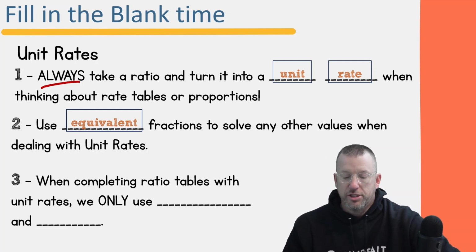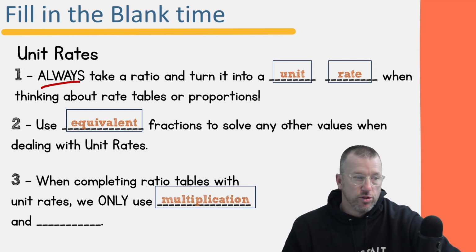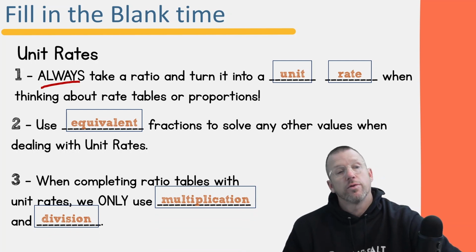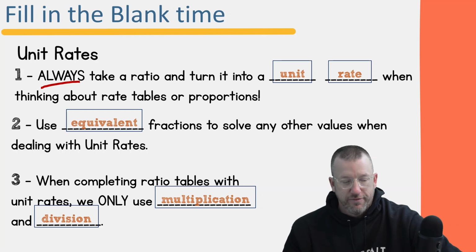Okay, and when completing ratio tables with unit rates, this is important. We only use multiplication and division. So many times over the years as I've worked with kids on unit rates and ratio tables, they're like, oh, add 6 and add 6. That's not going to give you a proportional understanding. It's got to be multiplication or division.